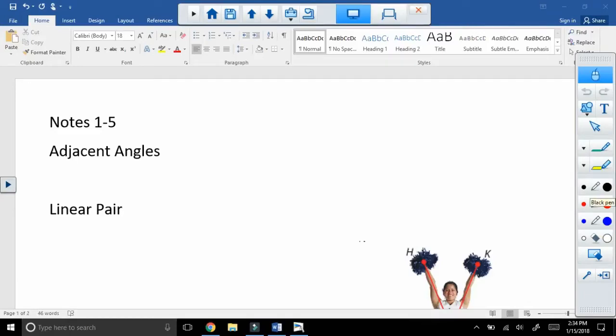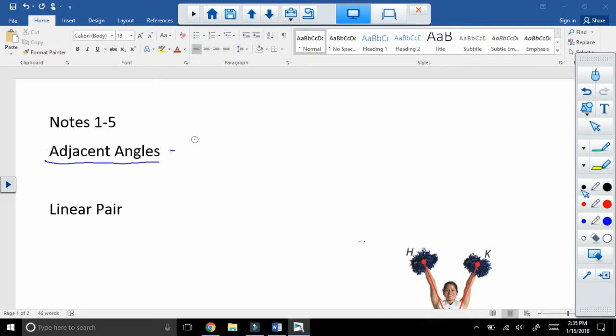Today's lesson on 1-5 has a lot of vocab for different angles. So make sure that you write these things down and go back and review if you need to. Here we go. So this first piece of vocab here, adjacent angles.